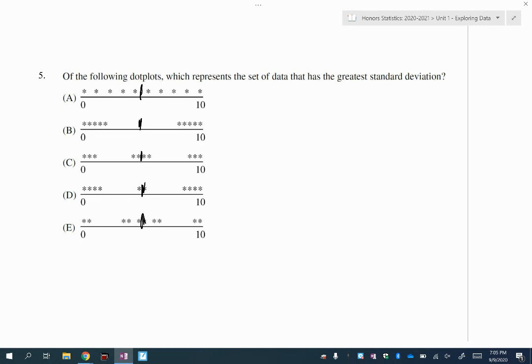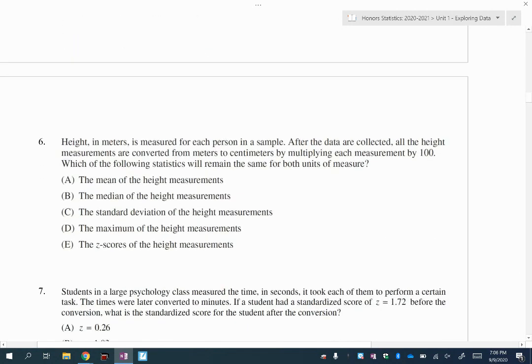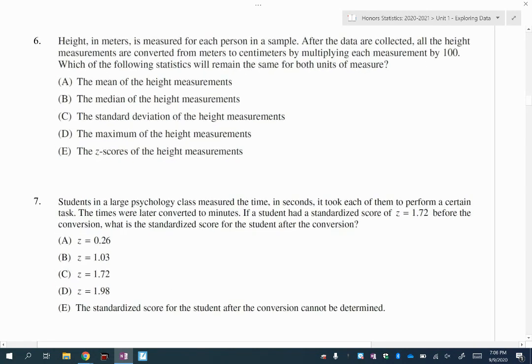So when I look at this, that has the most data values the farthest away from the mean, that's letter B, right? That has the most data values that are as far away as possible as they can get from the center. Okay, number 6.